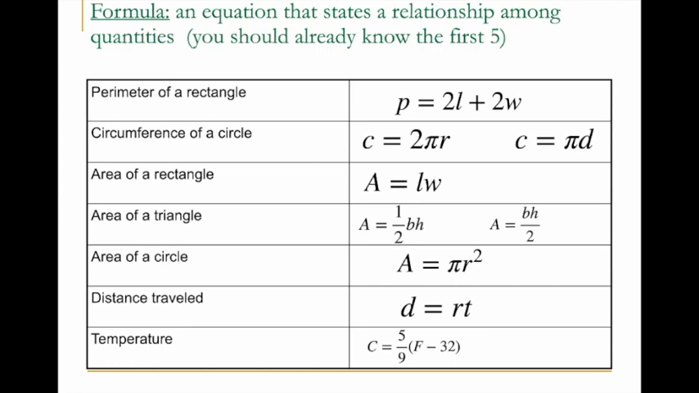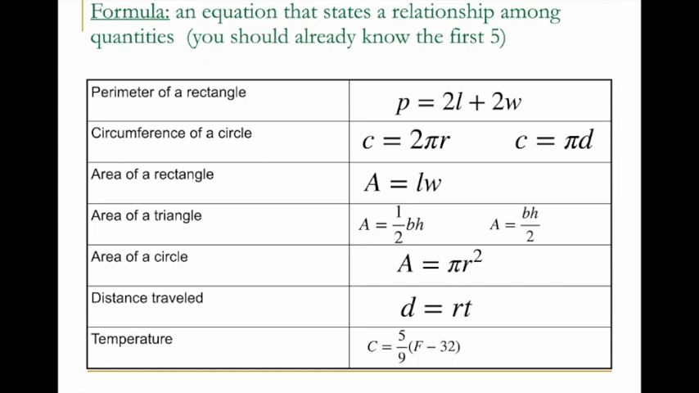Celsius equals 5/9 the temperature in Fahrenheit minus 32. That is one you've probably seen in science class also, and we'll see it throughout the year for math also. So Celsius is 5/9 Fahrenheit minus 32.